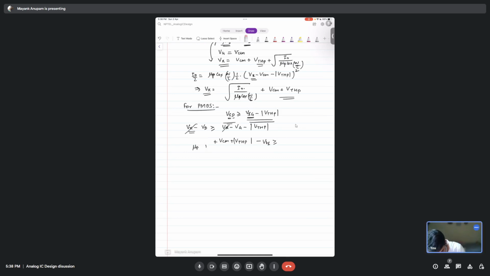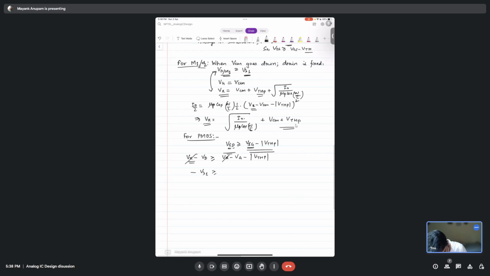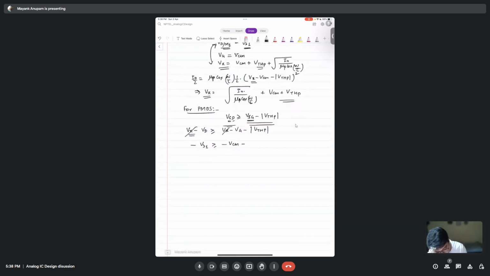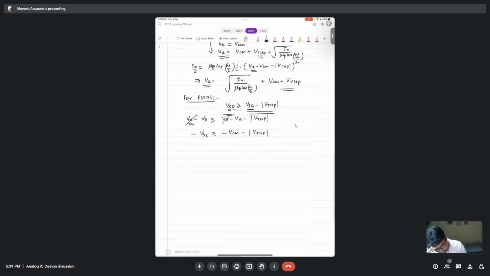Why should I write so much? So this is minus Vd should be greater than, or Vd is equal to what? Minus of Vb1 should be greater than minus Vg. What is Vg? The minus minus will also get cancelled. And minus mod of VTHP, right?